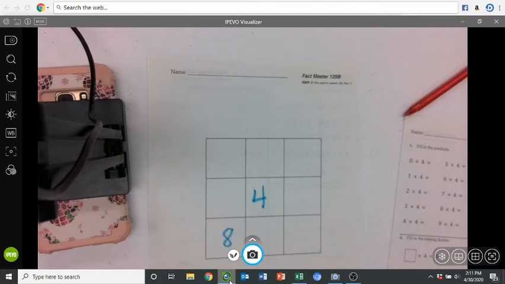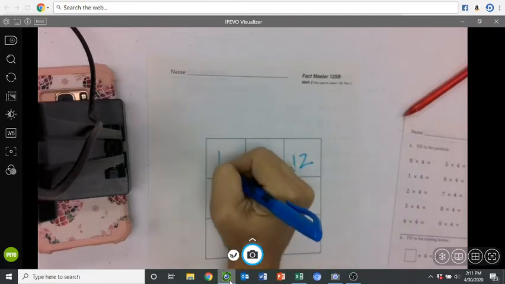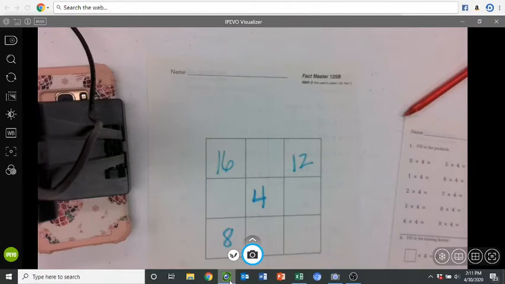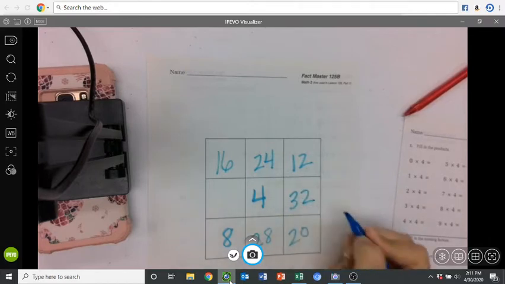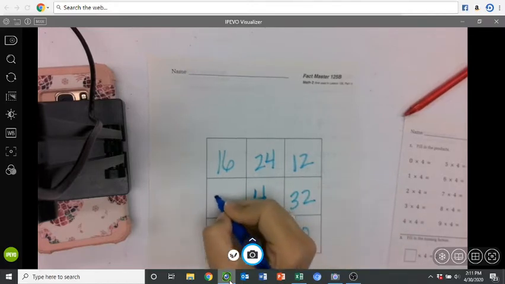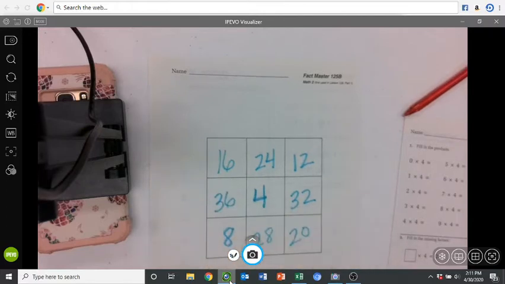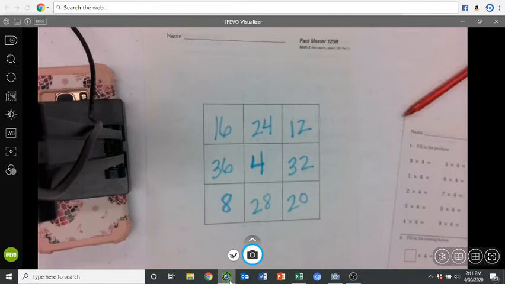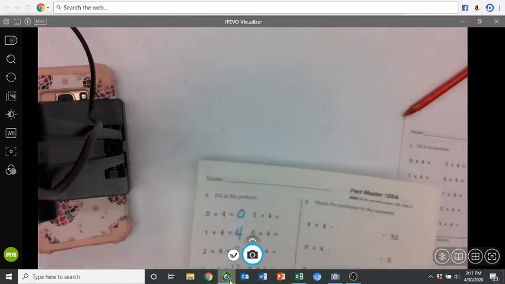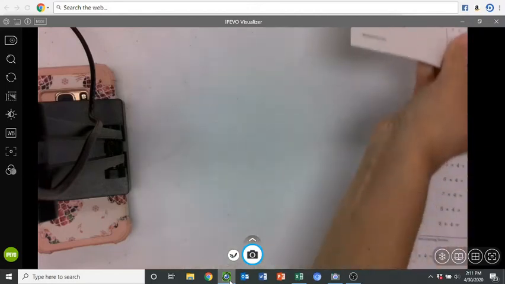4 times 3 is 12. 4 times 4 is 16. 4 times 5 is 20. 4 times 6 is 24. 4 times 7 is 28. 4 times 8 is 32. And 4 times 9 is 36. You now have a bingo card that you can use to practice your multiples of 4, your multiplication facts. Okay, and don't forget about doing the rest of this when you turn the video off.